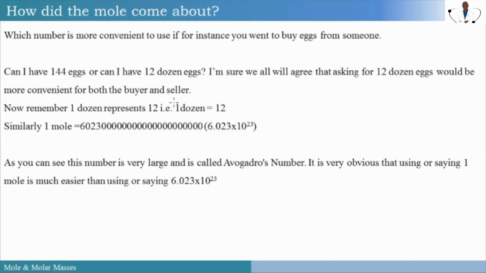Another simple example could be looking at pairs of socks. So 2 socks represent 1 pair. And so 1 pair is more convenient than saying 2 socks. So when we look at that, we will see that a mole is simply a very convenient number that represents a very large number. Look at this number right here.